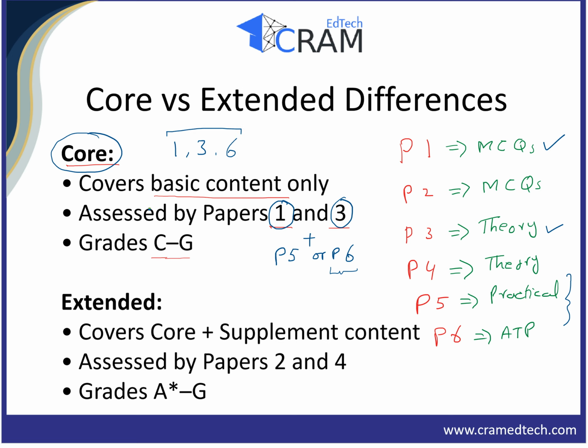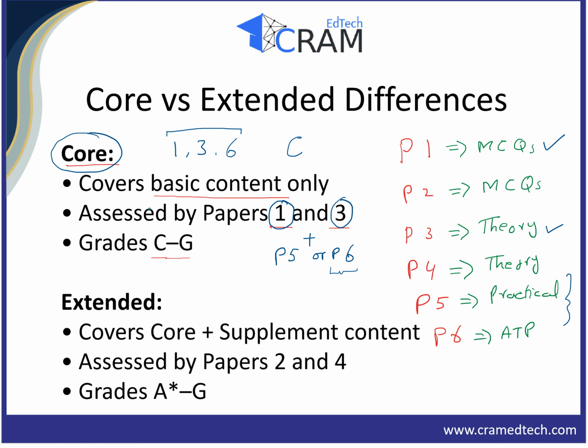So 1, 3, and 6 you will write, and only the basic contents will be assessed, and the highest grade which you can achieve, that is C. There is no chance to get B, A, or A star if you are writing the core assessment. Now you can have a look at the extended assessment.